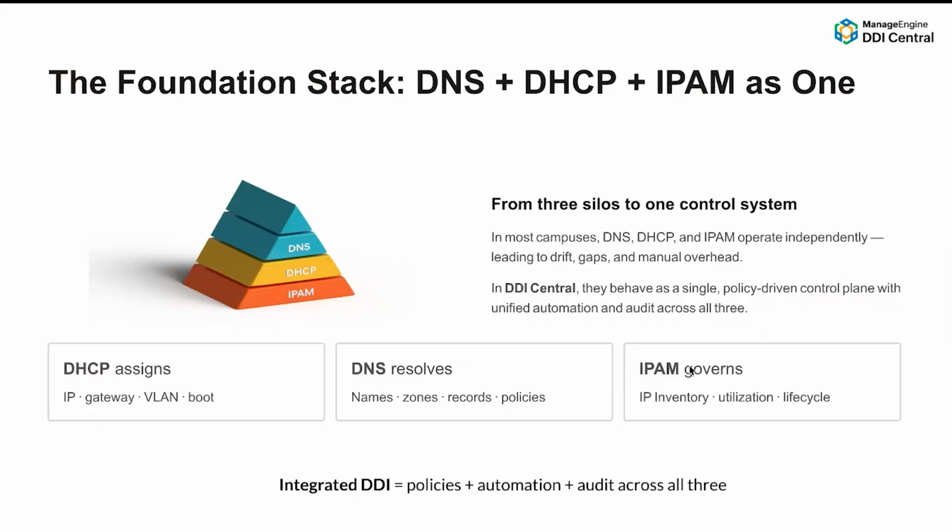In many campuses, DNS, DHCP, and IPAM operate independently. This creates the drift. With gaps and manual overhead, this creates the confusion. In DDI Central, they behave as a single policy-driven control plane. So therefore, there's unified automation, unified audit, and unified governance.